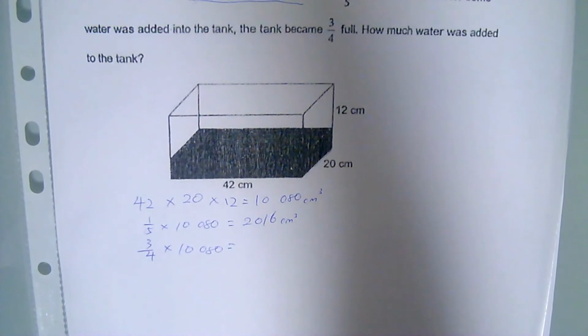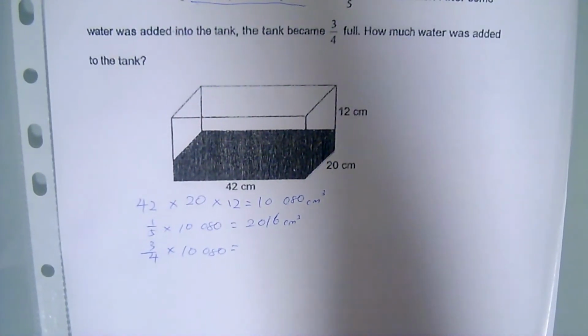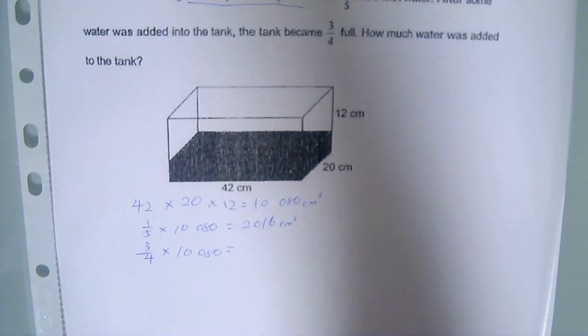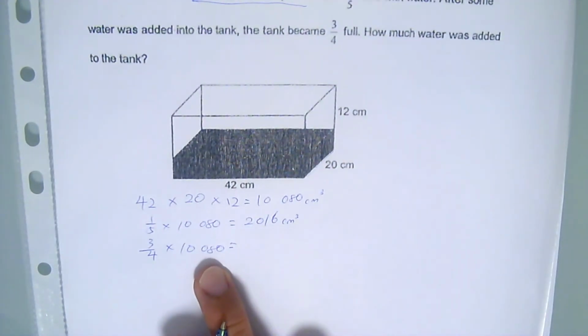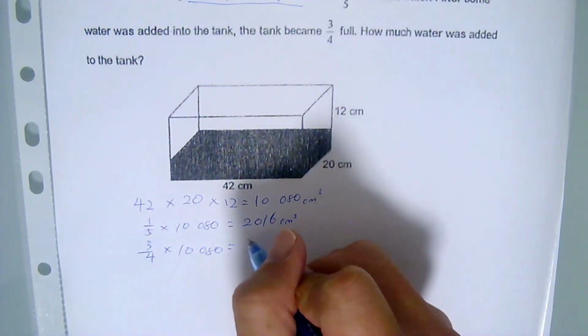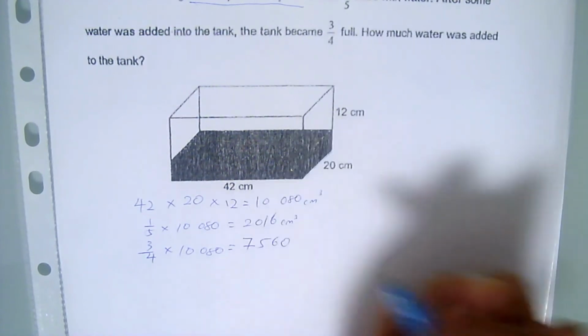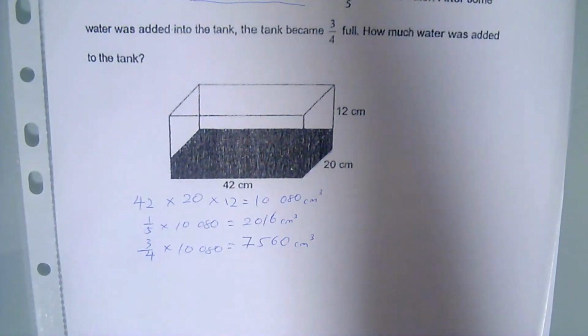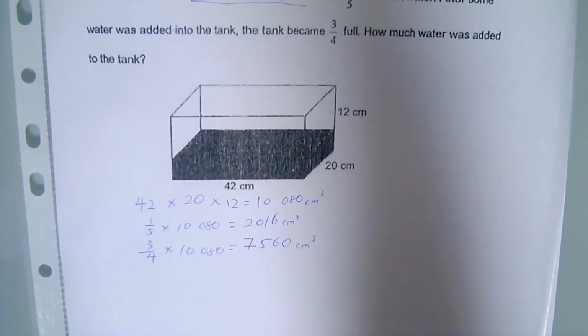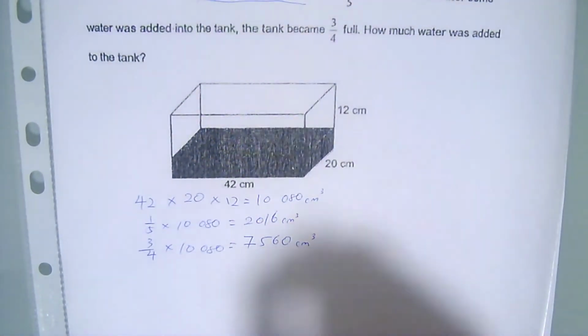Okay, let me adjust the sharpness of the image. Oops. Okay, so 3/4 multiplied by this, so it will be 10080 multiplied by 3 divided by 4, that will be 7560. Okay, 7560. It's still a little bit blurred. Don't know whether there's anything wrong with my visualizer. Should be fine for now.